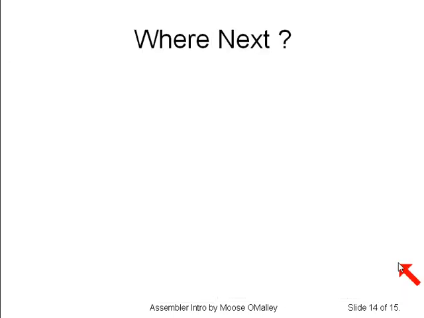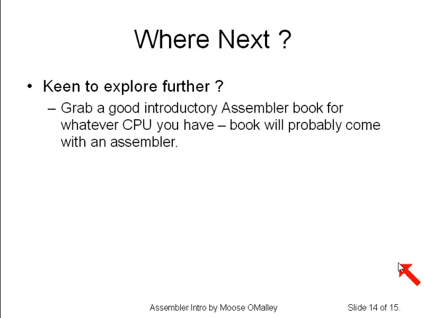Okay, so where next? If you're keen to explore further, what I recommend is you grab a good introductory assembler textbook or book for whatever CPU you have or whatever CPU you want to program for. If you've got a Raspberry Pi and you want to write some assembler for that, grab a Raspberry Pi assembler book or whatever. And that book will probably come with an assembler, maybe on a CD or maybe on a website. For the book, you'll be able to grab an assembler that they recommend and that they use throughout the book. And that would be a good way to go, because then the assembler you're using is the one supplied with the book. So that's good.